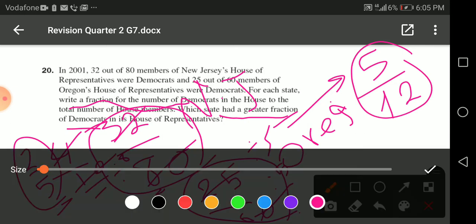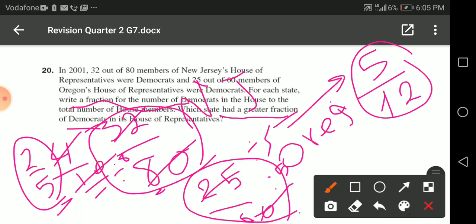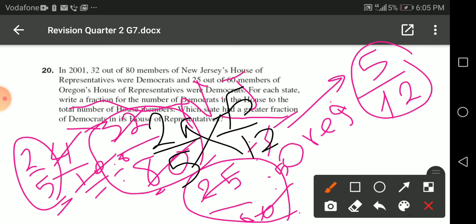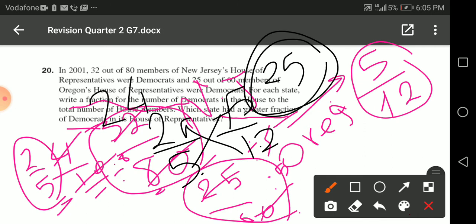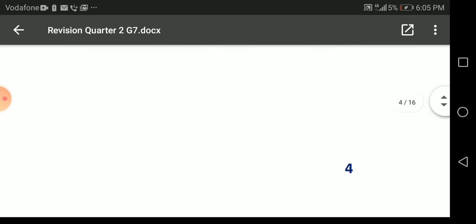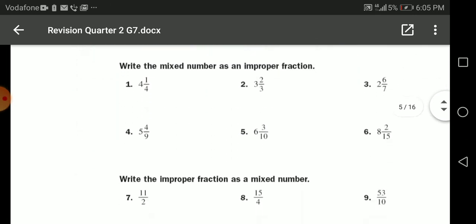So we will write it with another color to make it more clear. 2 over 5, and we have here 5 over 12. Cross multiplication: 5 times 5, 25; 12 times 2, 24. Which is greater here? Yeah, 25, which is 5 over 12. That's for Oregon. So Oregon is the greater here.